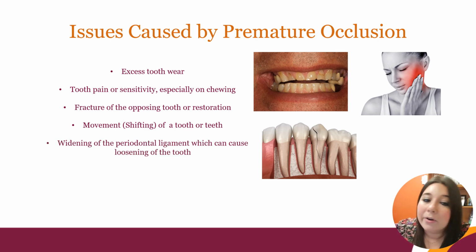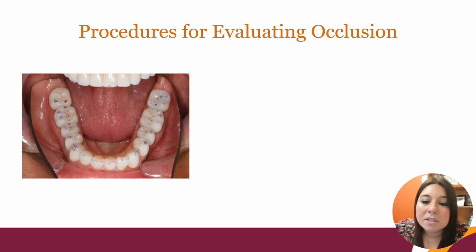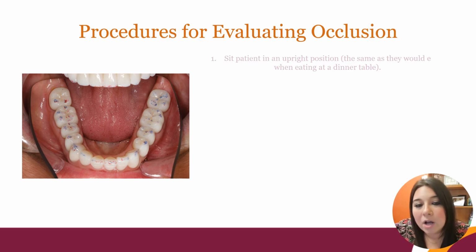Widening of the periodontal ligament, which can cause loosening of the tooth as well. Interferences in the harmonious movement of the TMJ and muscles of mastication. This can lead to clenching and bruxing, which results in a lot of pain, and oftentimes this isn't a reversible pain. Patients are going to live most of their lives with this pain. Not good. So what are some procedures for evaluating occlusion?